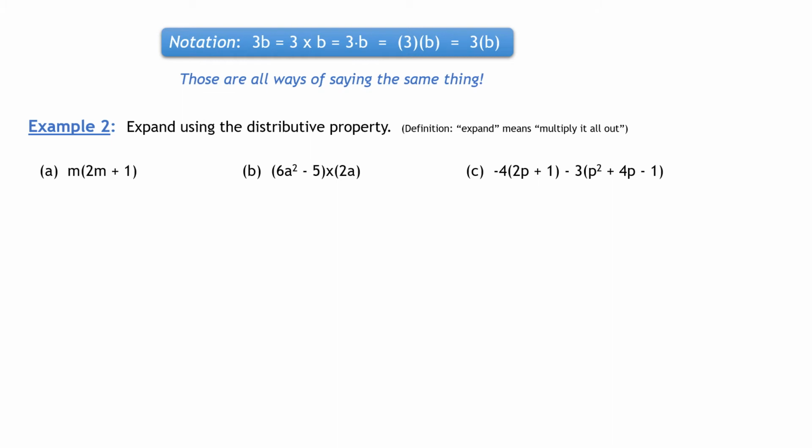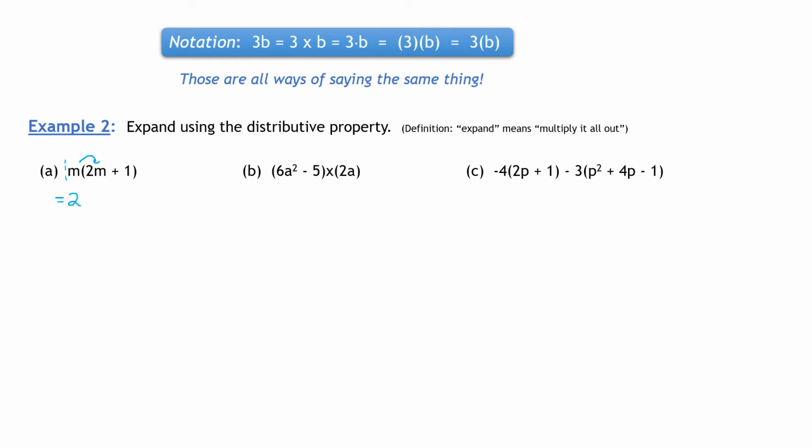M times 2m. So the m is touching the bracket. So the m has to get distributed into the bracket with multiplication. We've done this before, but with just a plus or a minus. Now we're bringing an m in. So now I have to do m times 2m. What's m times 2m? Well, remember, numbers with numbers. There's an invisible 1 in front of that m. So 1 times 2, I get a 2. That's the first thing I'm going to get.